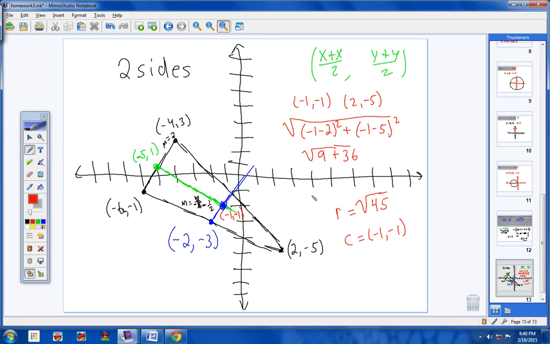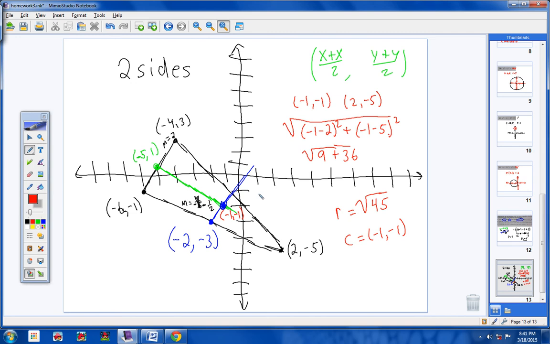Now, I did notice, I think I might have made a mistake here somewhere, because I think they're getting 25 for the radius in the book. So just hold on 1 second, and let's make sure we're not making a mistake. Negative 1 minus 2, 3 squared is 9, and then we have a negative 1. Yes, my fault, students, I apologize.